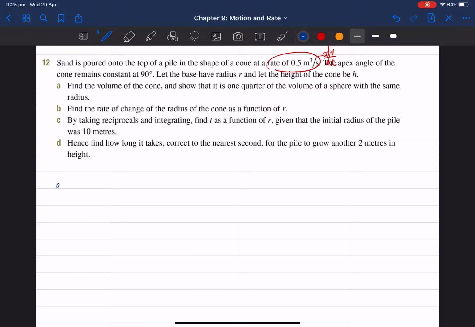Wow. Okay, so what we need to do is draw a diagram. Here's a cone. The radius is equal to r. The height is equal to h. Now, the apex is 90 degrees, so that tells you this angle here is 90 degrees.